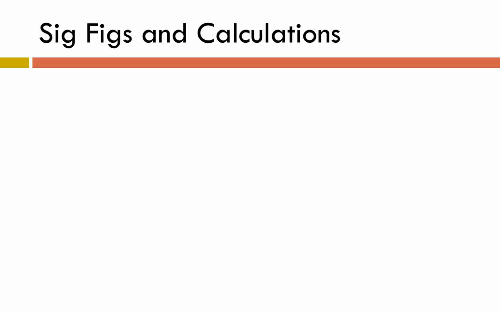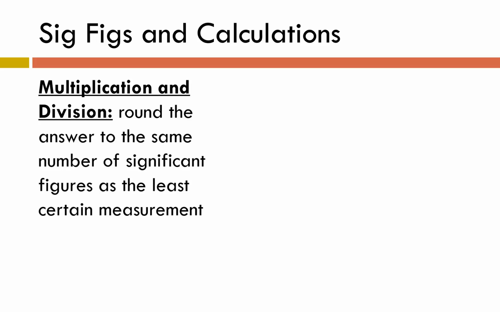Significant figures are most important when we're talking about calculations. There are 2 general rules. One you follow for multiplication and division, and that rule is to round the answer to the same number of significant figures as the least certain measurement. So in other words, you can just count the number of sig figs in each of your measurements that you're going to be either multiplying or dividing, and the one that has the fewest is the one that's going to dictate or determine how many sig figs your answer can have.